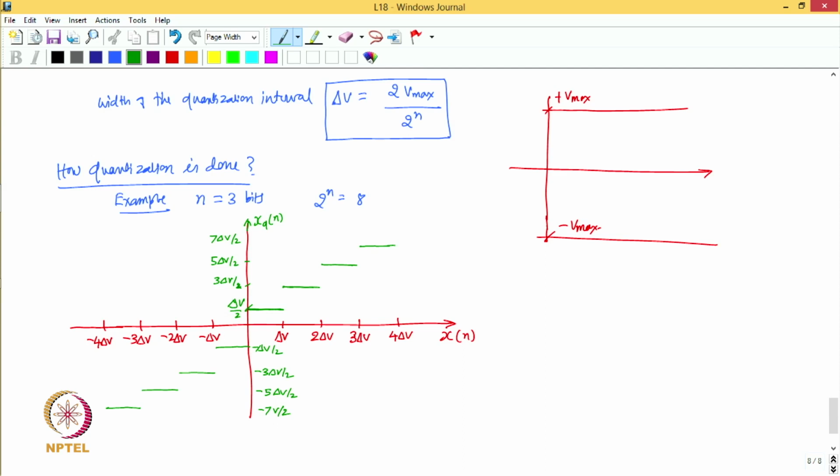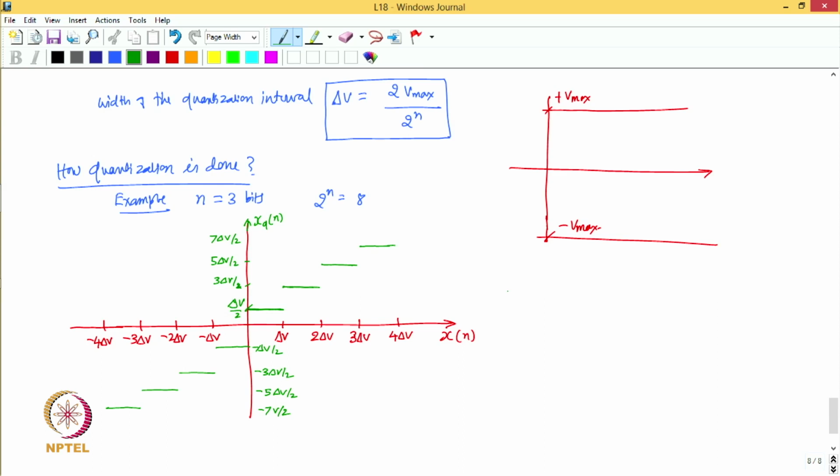So, how would quantization be done for any sample xn? We can mark it on the x axis, and then read the corresponding quantization level, and that would give us basically the quantized signal xq. Once the quantized signal is obtained, it is converted to a digital form through binary coding.